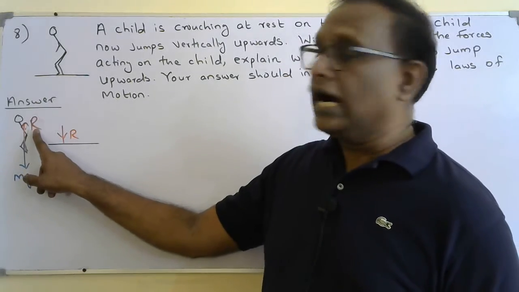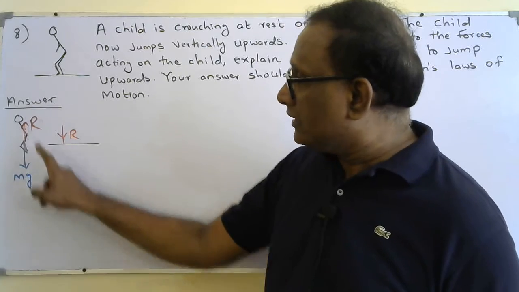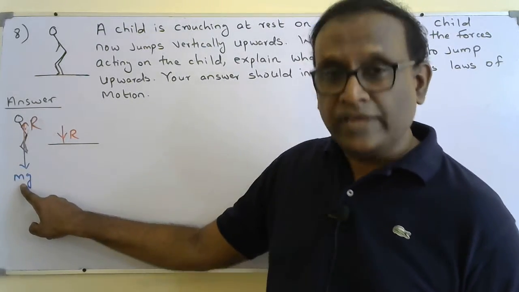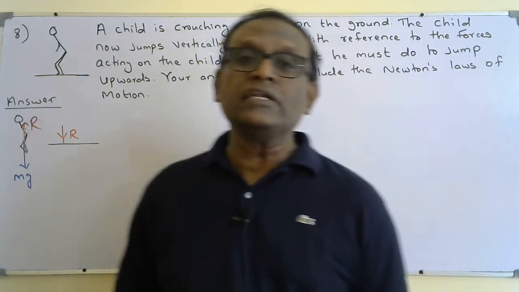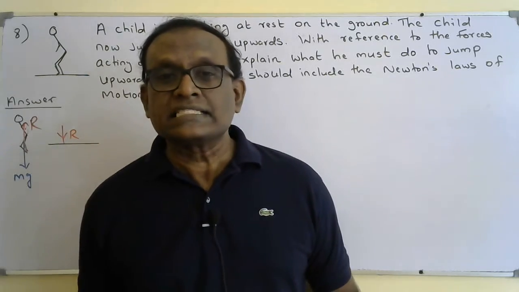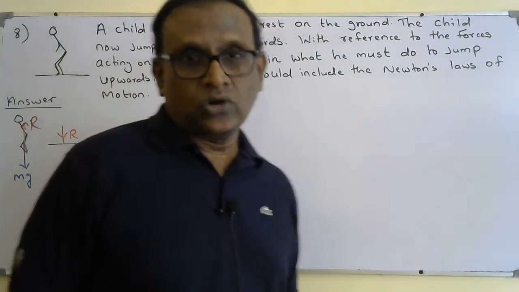So now this R also will become greater than mg. Now when you think about the child, there is a force upwards which is greater than mg. The downward force is the weight mg. So this force is greater than this one, means the child will have a resultant force in the upward direction. So he will accelerate upwards. That is called jump. He will move upwards. Okay, so that's the answer.